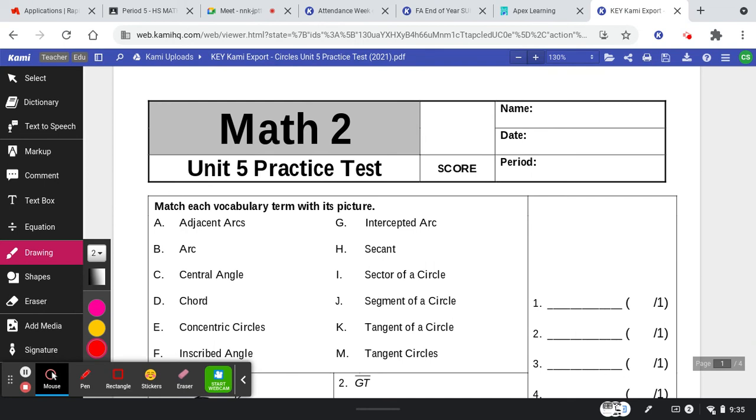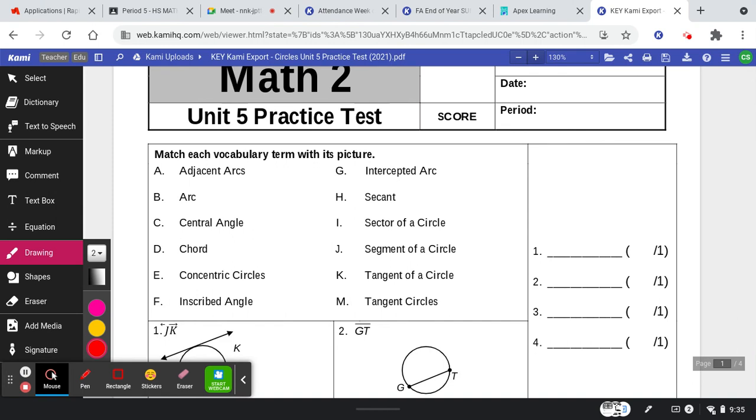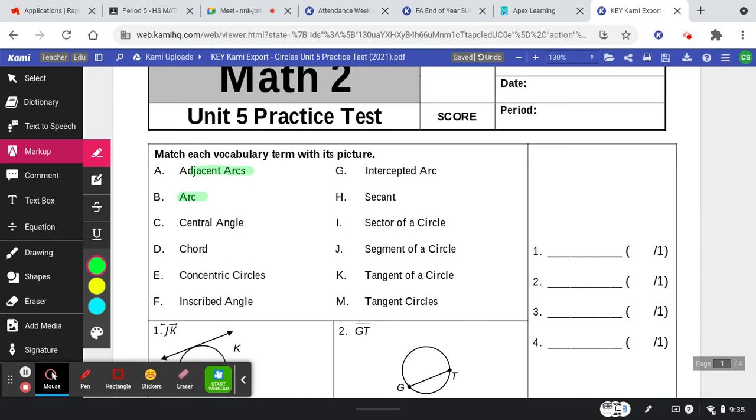So I'm looking at this vocab and this wants me to just match some words. Do I know what an arc is? Can I visualize that on a circle? An adjacent arc would be two arcs next to each other. Can I picture a central angle that starts at the center and goes out on the circle? Can I picture a chord, a little line drawn across the circle? Can I picture concentric circles? That's drawing a circle inside a circle, etc. An inscribed angle, can I picture that? Starts at the edge of a circle, drawing that angle. Can I picture an intercepted arc?